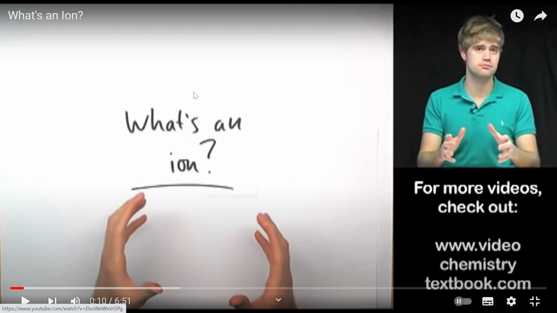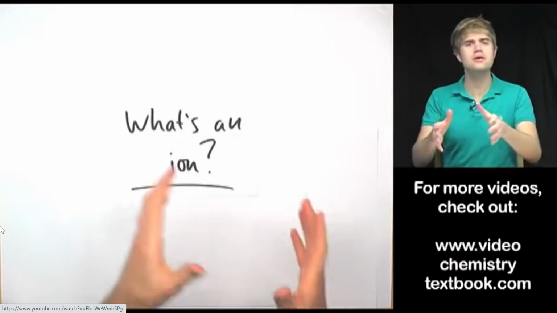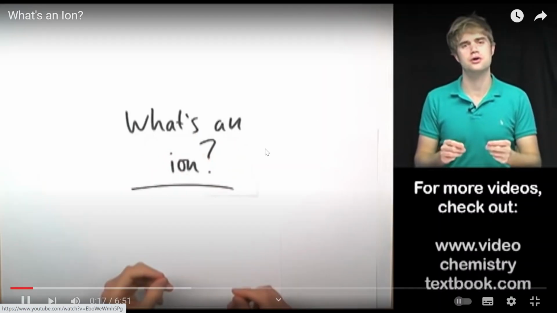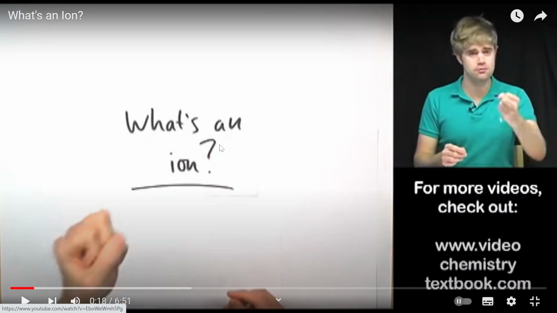An ion is an atom or a group of atoms with an electrical charge. Okay, that's all it is. Now, how does this happen? Well, inside atoms, there are two things that have an electrical charge. What are the two things inside atoms that have an electrical charge?